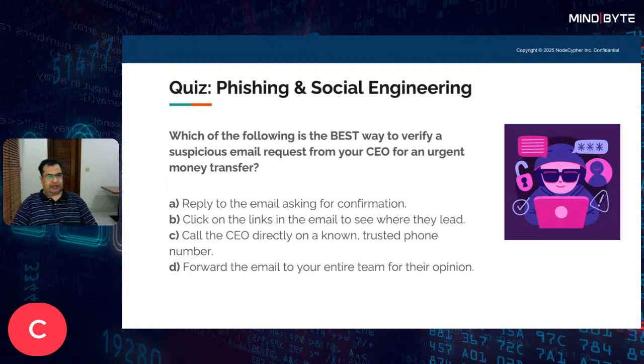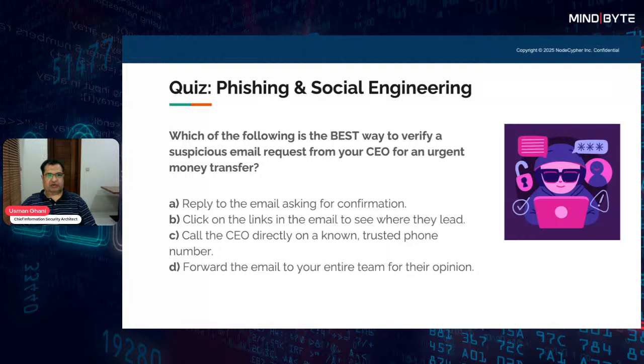Most of them are saying it's C. Call the CEO directly on a known trusted phone number. Exactly, that's the correct answer. You should never reply to the email because it may take you to a link that the sender intends you to go to. So you should not do that. Or, again, clicking on any of the other links to see where they lead, because there could be malware in that. So don't even try it.